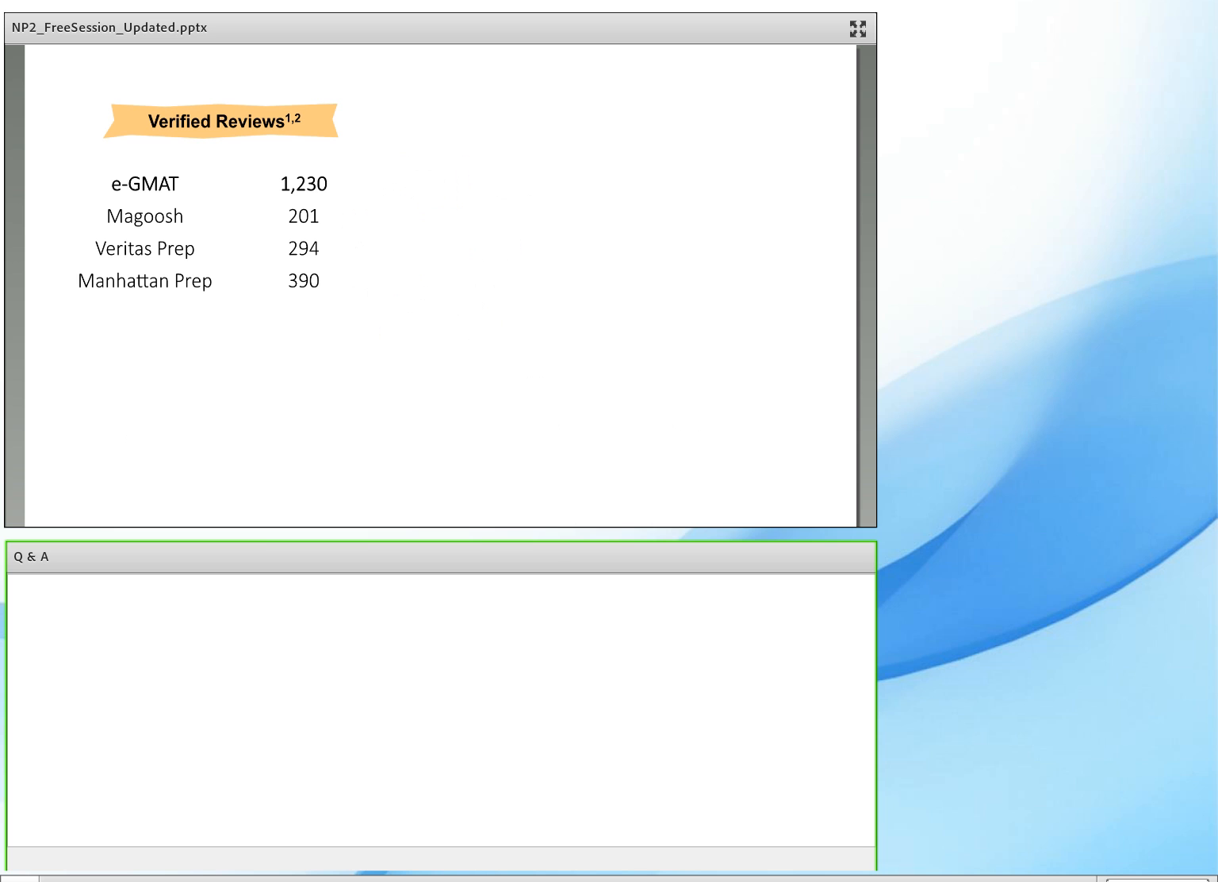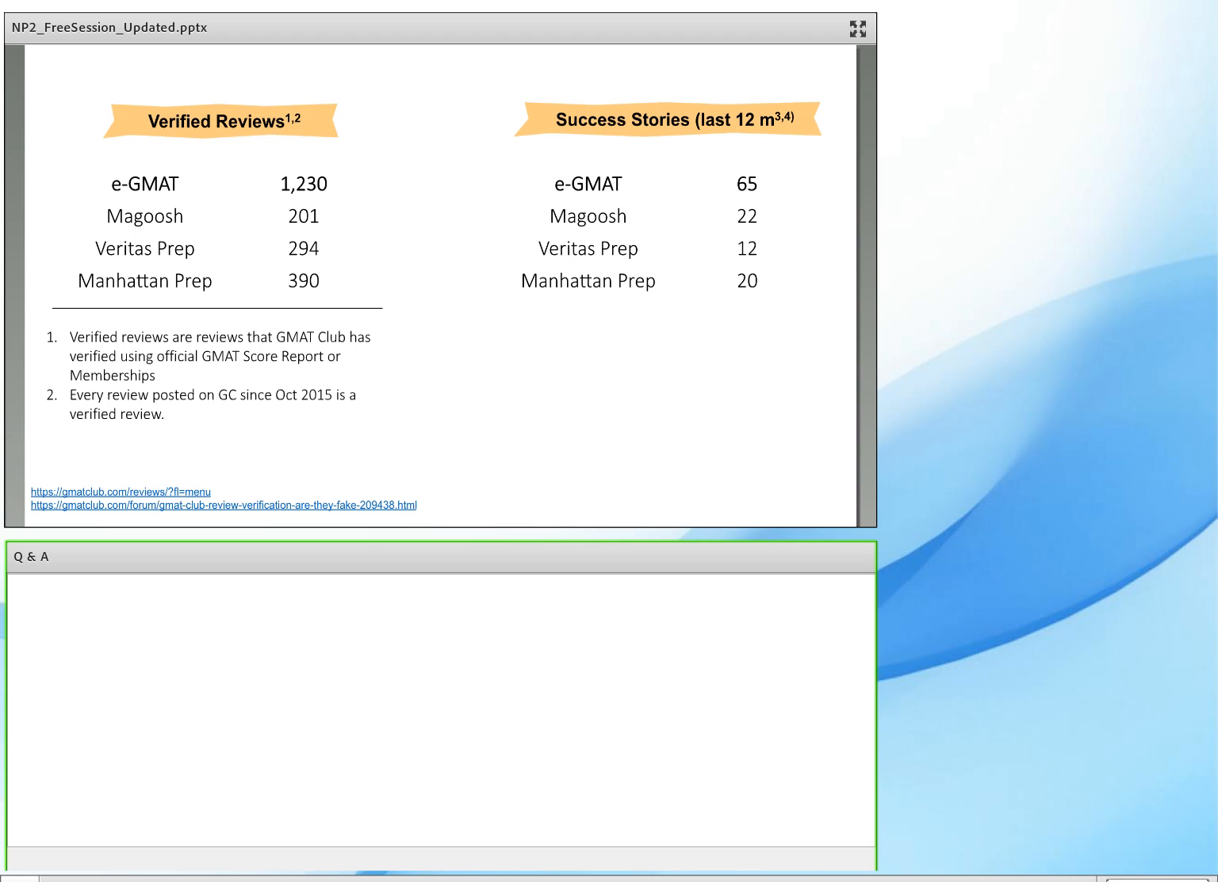When you look at the key stats on major forums, one is the number of verified reviews. The second is the number of success stories. What you're going to find is that e-GMAT accounts for more verified reviews than do all the other major test prep companies combined, and more students mention e-GMAT as the cause of their success than do mention all the other major prep companies combined.